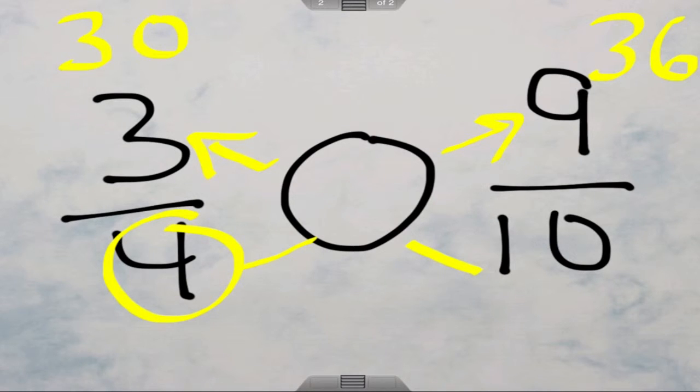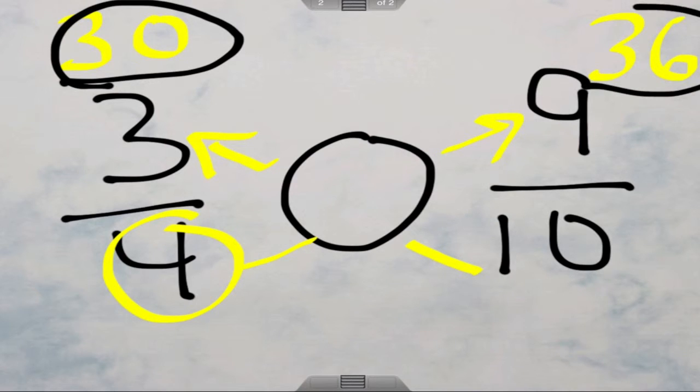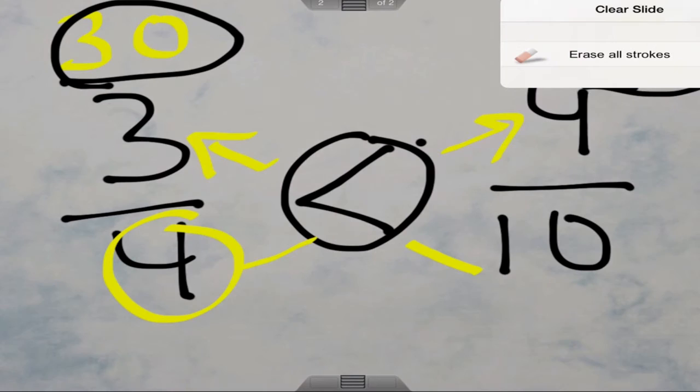I look at 36 and I look at 30. Look at both of them. And I notice that the 36 is bigger than the 30. So that means 9/10 is bigger than the 3/4. So that's why I put the inequality as 3/4 is less than 9/10. Okay, let's try another one.